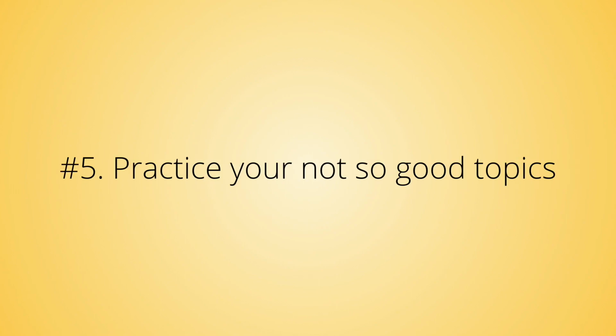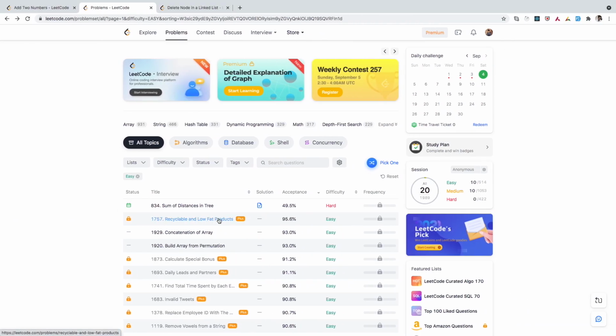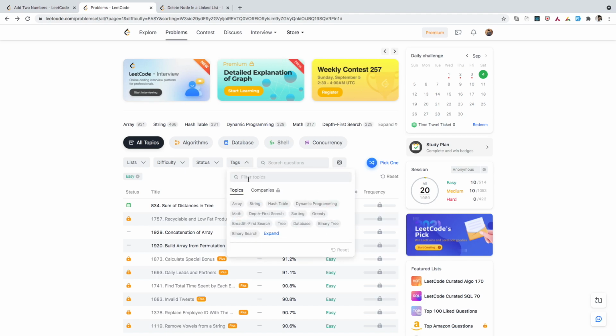Practice your not so good topics. By that I mean sometimes you are good at some topics. Let's say you are good at dynamic programming, or you are good at graphs, but you are not good at, let's say, binary search or binary trees. So you should also be targeting your weak points, because you don't know what kind of question you're going to get in your real interviews, right? You might get questions from tree, binary tree, greedy algorithm or sorting algorithm. So it is very important to practice and learn topics which you are not confident about.